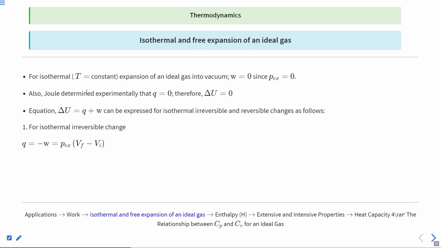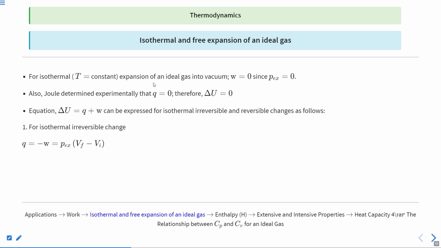Now for isothermal process expansion of gas into vacuum. So what we have done, we have taken isothermal expansion, but we have kept the P external as 0, means we are doing the process in vacuum region. So that would result in work done also 0. Also, Joule determined experimentally that Q is also equal to 0. Means if you do the isothermal expansion of gas in vacuum, then W and Q both are 0.